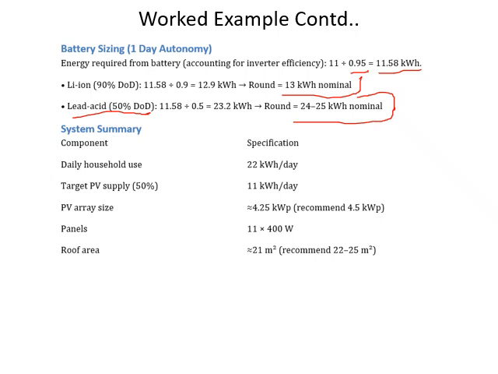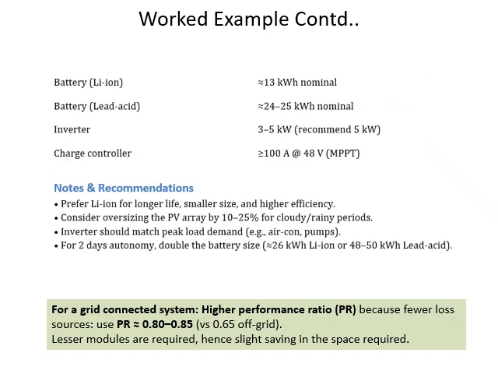So daily household use is 22 kilowatt hour and I want to supply 11 kilowatt hour standalone. So the PV size is 4.25 kilowatt power. This is called the array size, 4.25 kilowatt power. And panels we require are 11. Okay, roof area required is 21 meter square. And battery is 13 kilowatt hour if you're using lithium ion with 90% DOD, and if you're using lead acid with 50% DOD, it will be 24 to 25 kilowatt hour nominal.